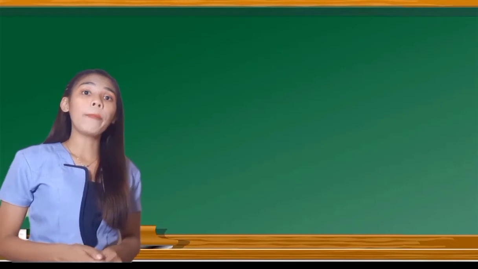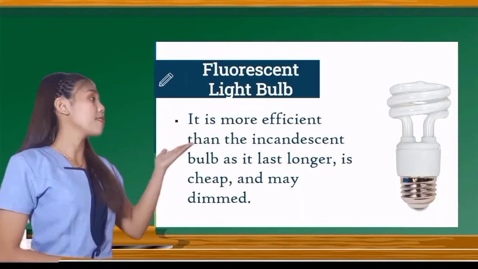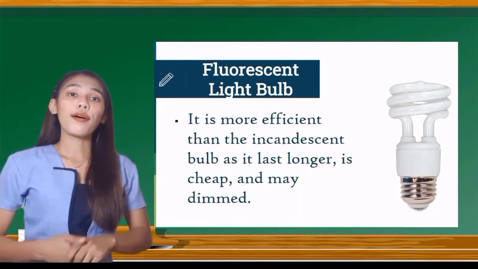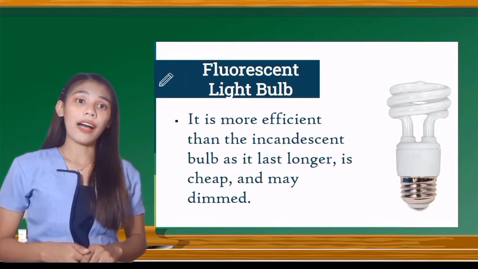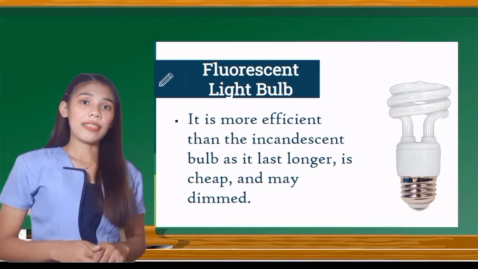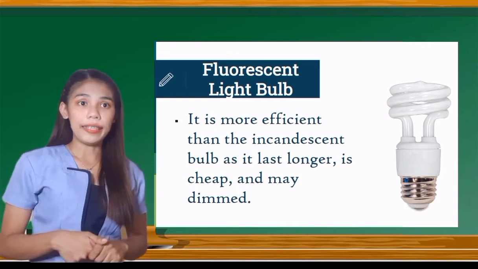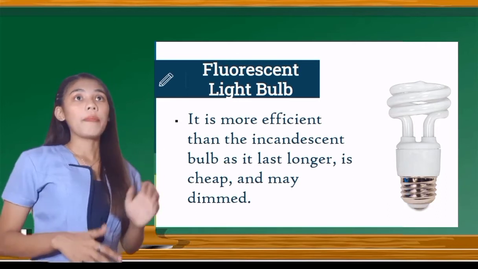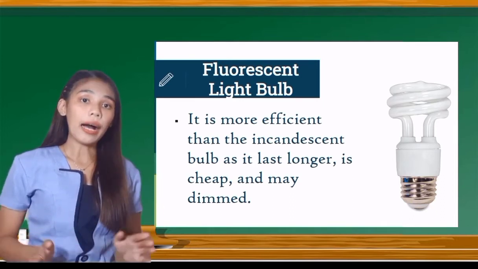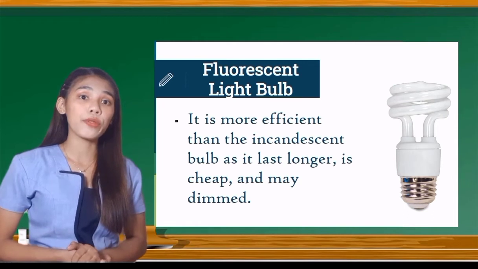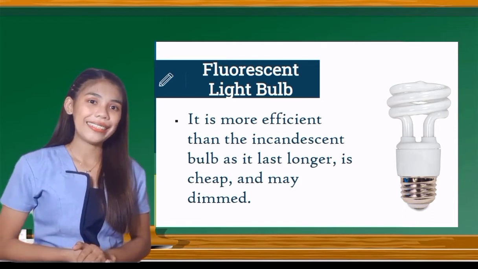The next type of bulb is what we call the fluorescent light bulb. It is more efficient than the incandescent bulb as it lasts longer. It is cheap and may be dim. It is a low pressure mercury vapor gas discharge lamp that uses fluorescence to produce visible light.